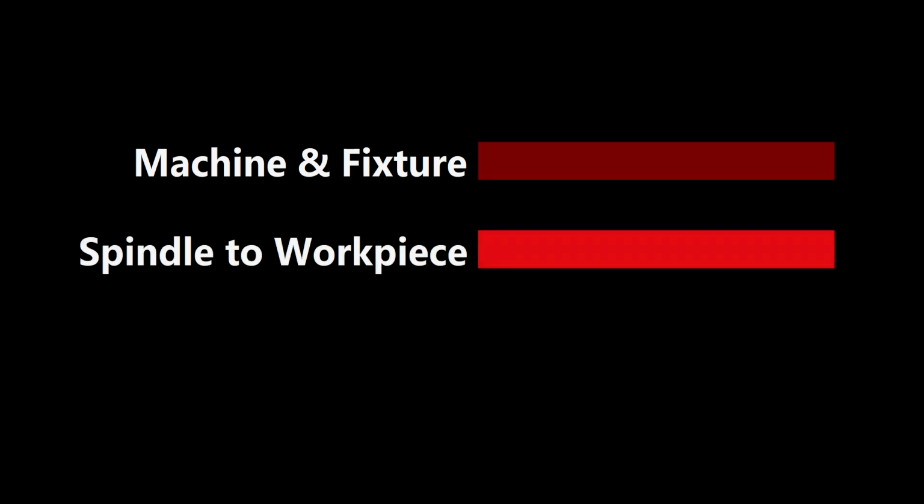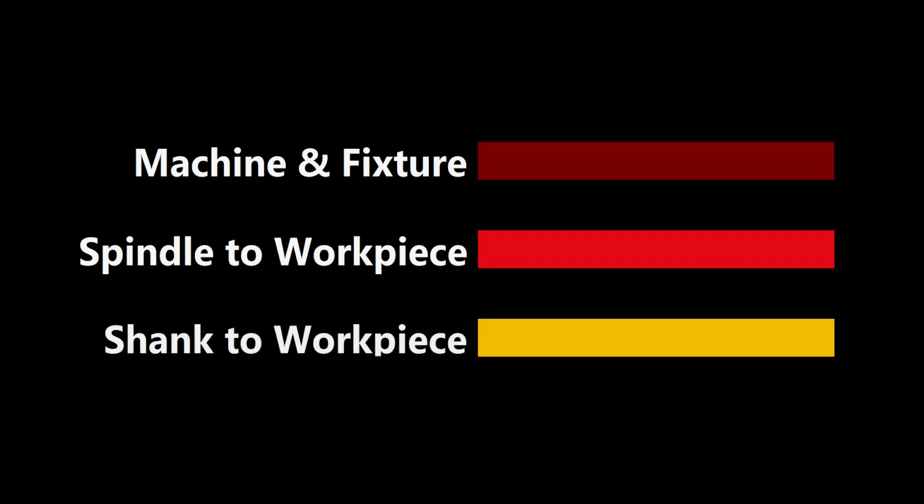For all machine and fixture related collisions, CutRight highlights a line in dark red. For spindle to workpiece collision, CutRight highlights a line in light red. And for tool shank to workpiece, CutRight highlights the line in yellow. Basically, the darker and redder the color is, the more severe the collision is. That is a basic rundown of collision detection in CutRight.